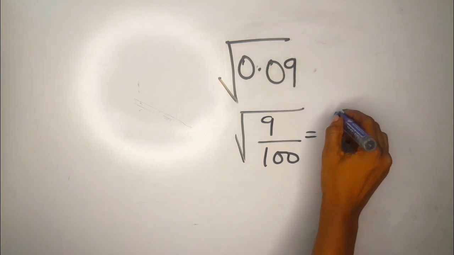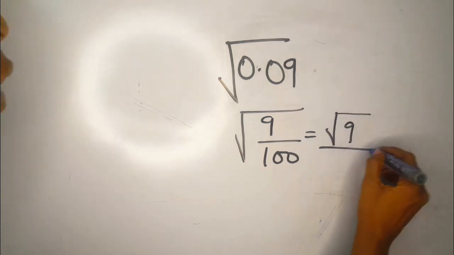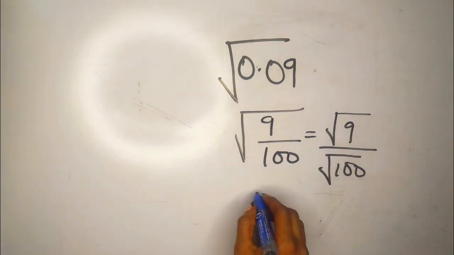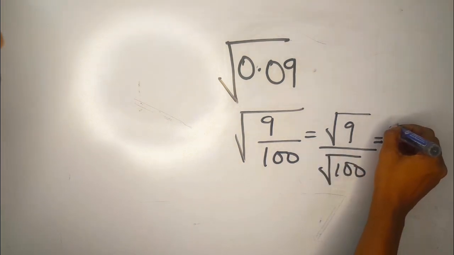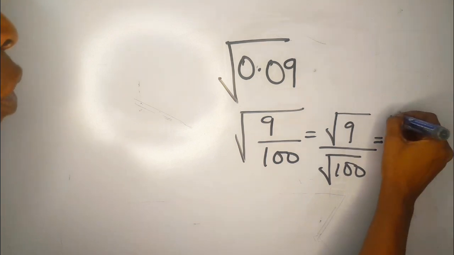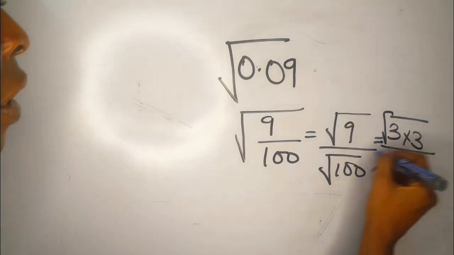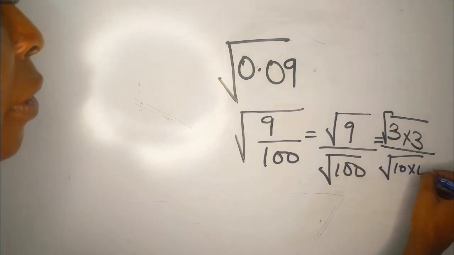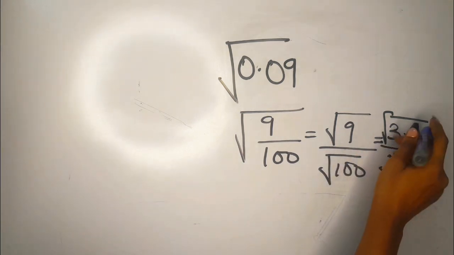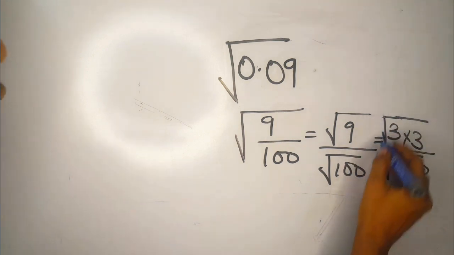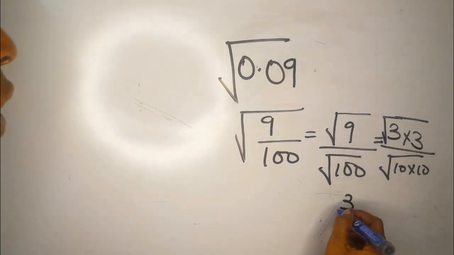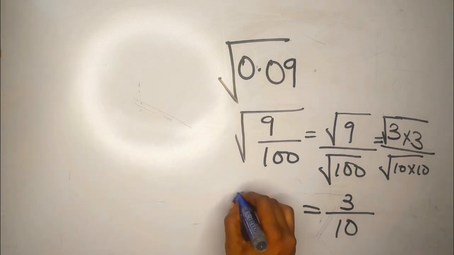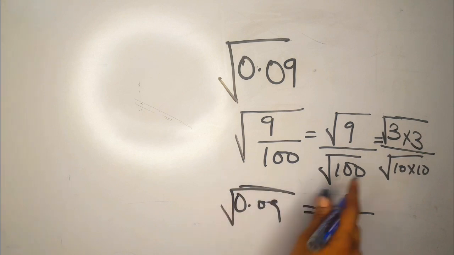Okay, so we're going to look for the square root of 9 and also look for the square root of 100. The square root of 9 is the same thing as saying 3 times 3, because 3 times 3 gives us 9. And then for 100 we have 10 times 10. So taking the square root of 3 times 3, which is the same thing as taking the square root of 9, will give us 3. And the square root of 100 will give us 10. So our answer is 3 over 10.